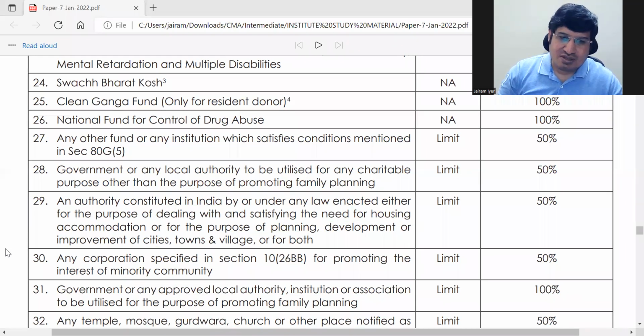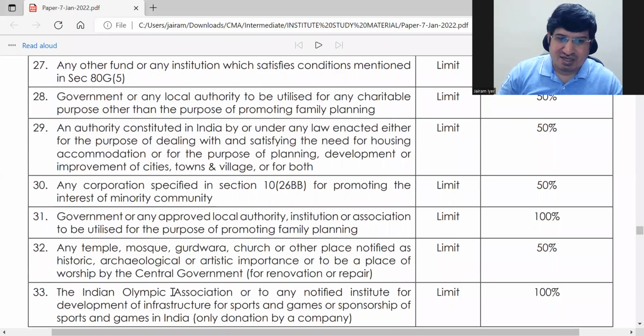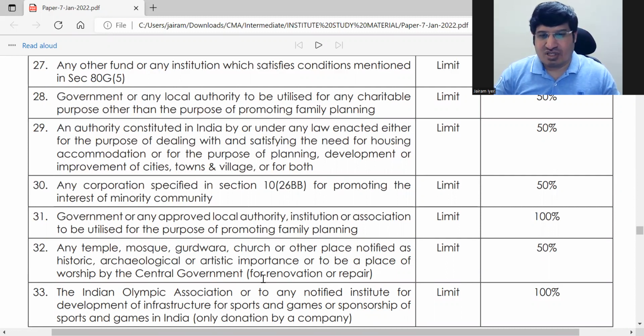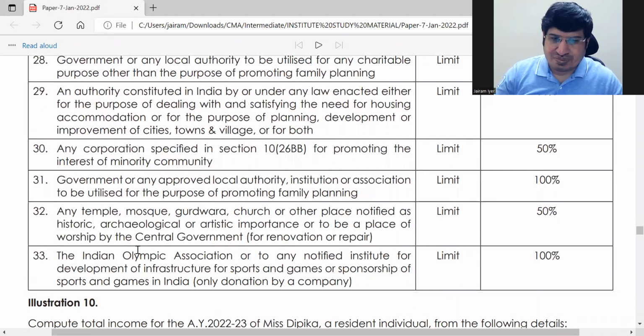Correct. Just remember. But this is for renovation or repair of these places of worship. This is for minority community as well. All these are category B ones. They are not of primary importance, correct? They're secondary importance things. And then family planning we have seen already. So family planning is the only thing. Family planning comes under category B, but it is 100%. Just remember it like that.